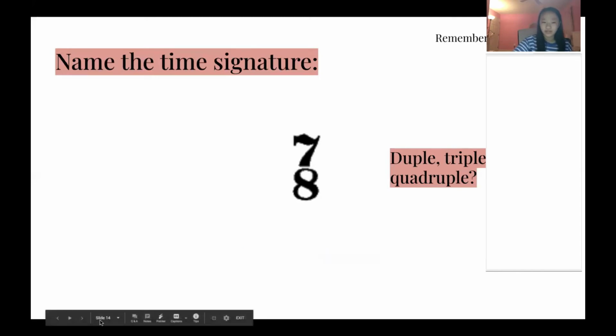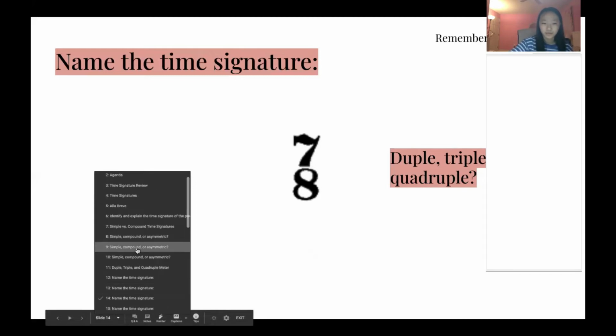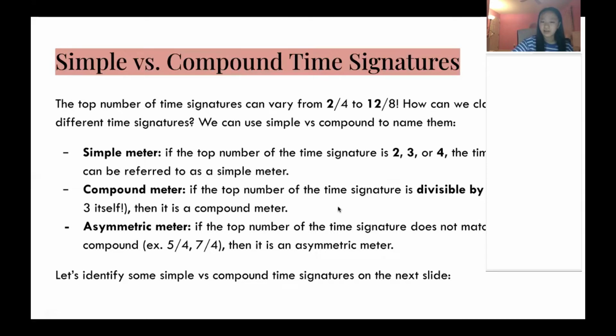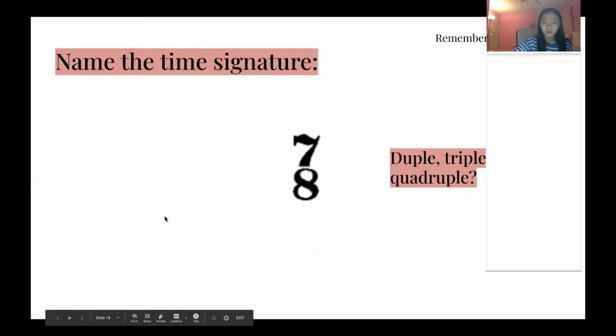Let's quickly review that before we go on. There are 2 more. If the top number doesn't match 2, 3, or 4, or isn't divisible by 3, for example 5 or 7, then it's asymmetric. Okay, where were we?